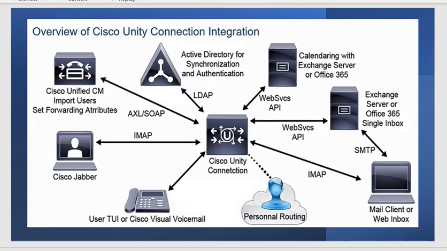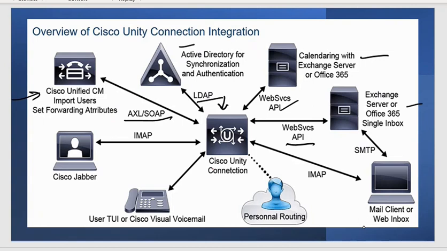Now, this picture shows the different services and servers that can be integrated with Cisco Unity Connection. So we have a Cisco Unity Connection here. We can integrate it with Active Directory using LDAP to import the Cisco Unity Connection usernames and passwords. You can integrate it with CUCM for call processing and user information using the AXL and SOAP service. Then calendaring information using Exchange web server using web services, and also Exchange and Office 365 for a single inbox using web services.